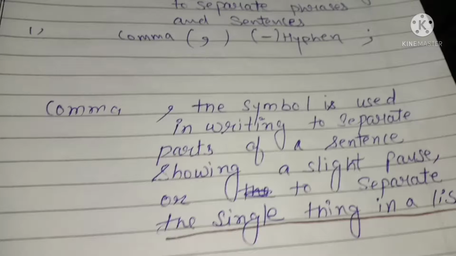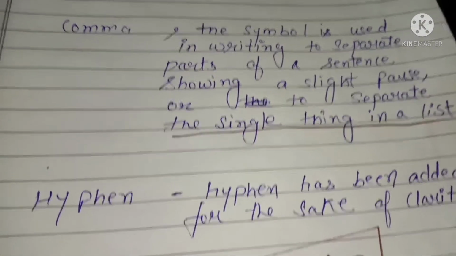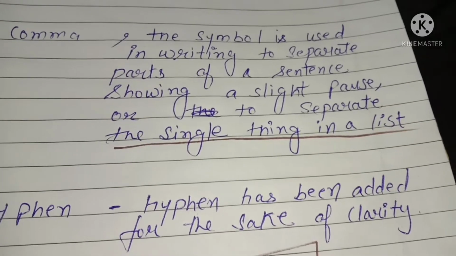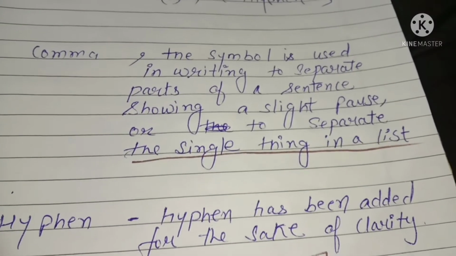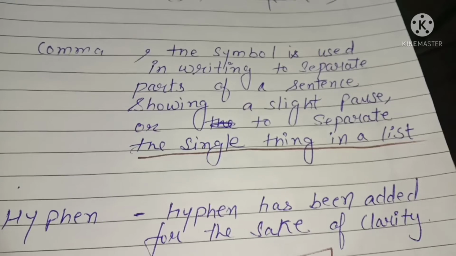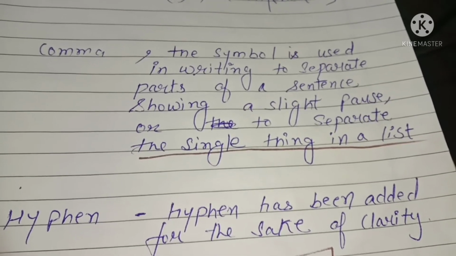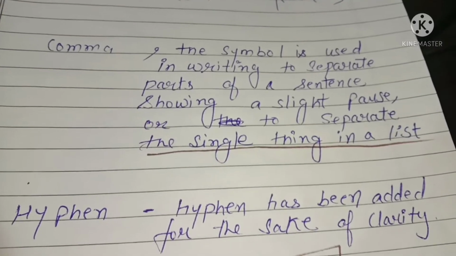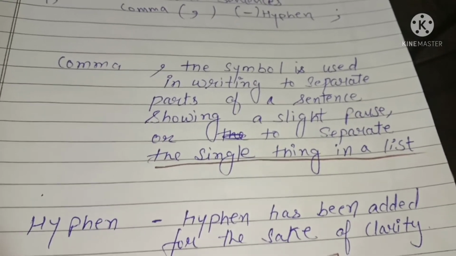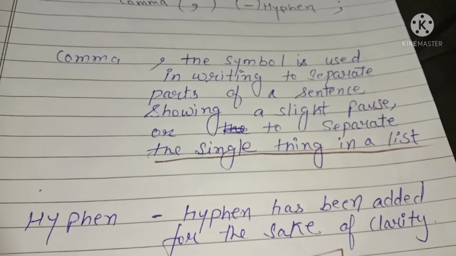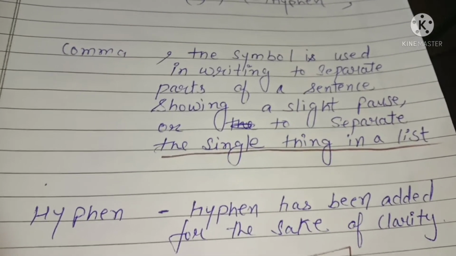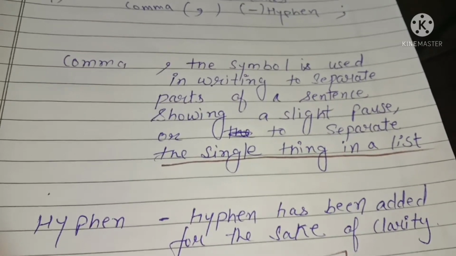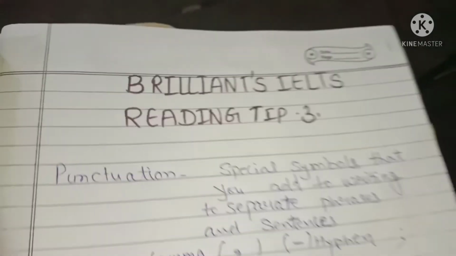Apart from this, hyphen is also very important. A hyphen has been added for the sake of clarity. After the comma the thing is explained, but before the comma you can find your answer. I will elaborate it with an example, so stay tuned and understand the concept. If you understand the concept, your score will definitely boom and you will score very well in reading.